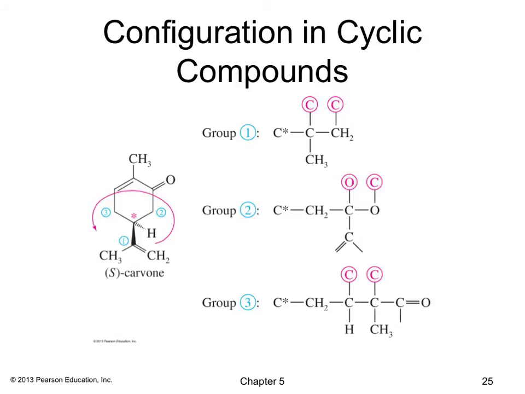So if we look at configurations in cyclic compounds, here's S-carvone. You can determine the chirality of it as S by first prioritizing what groups 1, 2, and 3 are. So 4 is definitely going to be the H. 1 is going to be this compound because it has carbon attached to multiple carbons, right? Here 2 is carbons attached to hydrogen, but if we go down this line, this carbon is now attached to oxygens, whereas this is just carbon attached to carbons.